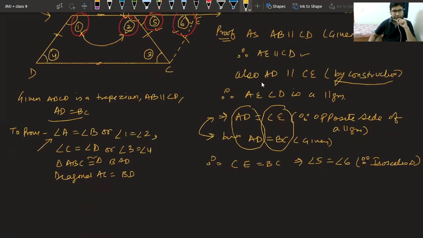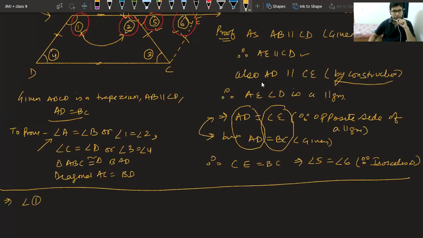So we can say angle 1 plus angle 6 is equal to 180 degrees because adjacent angles of a parallelogram are supplementary.